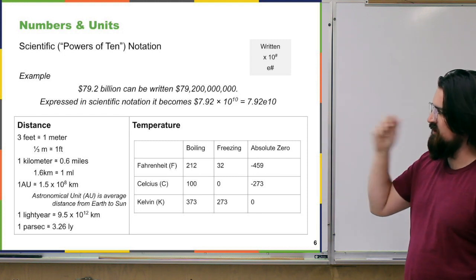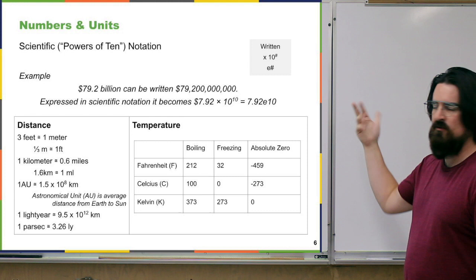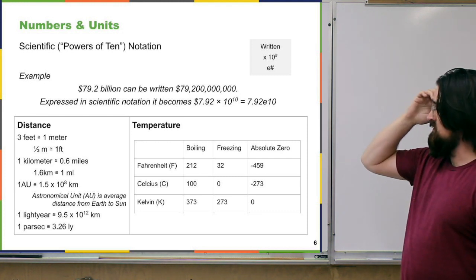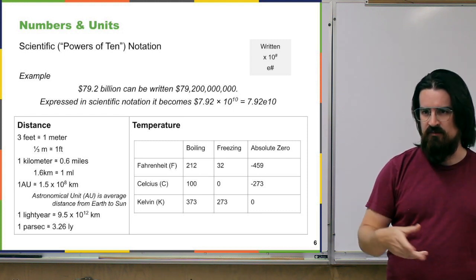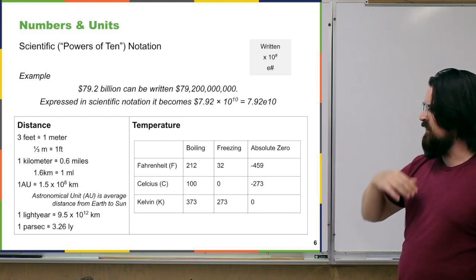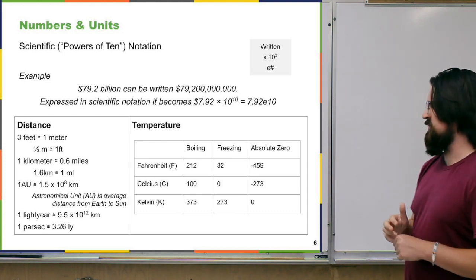So shown here are some conversions. 3 feet is about a meter, or 1/3 of a meter is about a foot. And in this course, we'll mostly talk in terms of meters and kilometers and light years, but I'll probably also bring in feet and miles because you're probably more familiar with those.